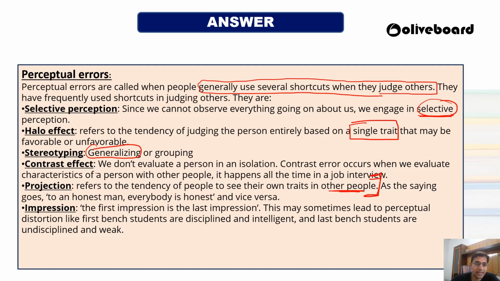Like, first bench students are called disciplined and intelligent. It is a perception that those people who sit in the first bench are very disciplined and very intelligent, and the people who sit in the back benches are undisciplined and weak. But this is just an impression that we create. If the teacher enters the classroom, he or she finds that people sitting in the first row are intelligent and disciplined, and people sitting in the back benches are undisciplined and weak. So this is an impression that they have created. In that situation, perceptual errors happen.